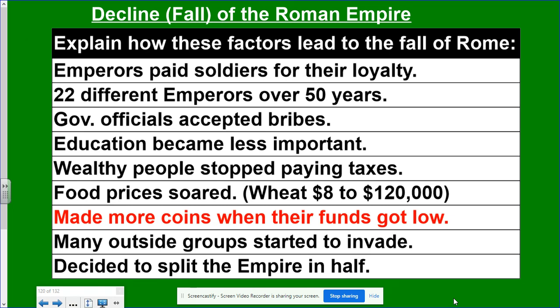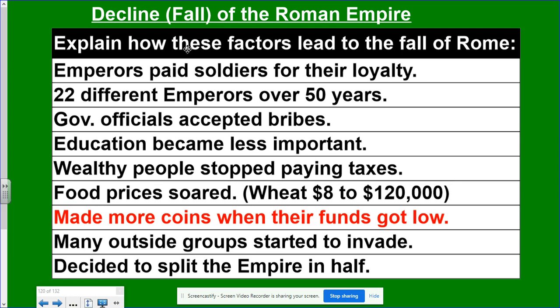Okay, so as you can see from the title, we're going to talk about the eventual decline or the fall of the Roman Empire. So, this chart that you see in front of you actually has two parts. The one part is the actual facts. As you can tell, the thing about emperors, things about education, this red one here that I'm going to talk about, these are all factors that led to the fall of Rome. So we're definitely going to write these down as is.